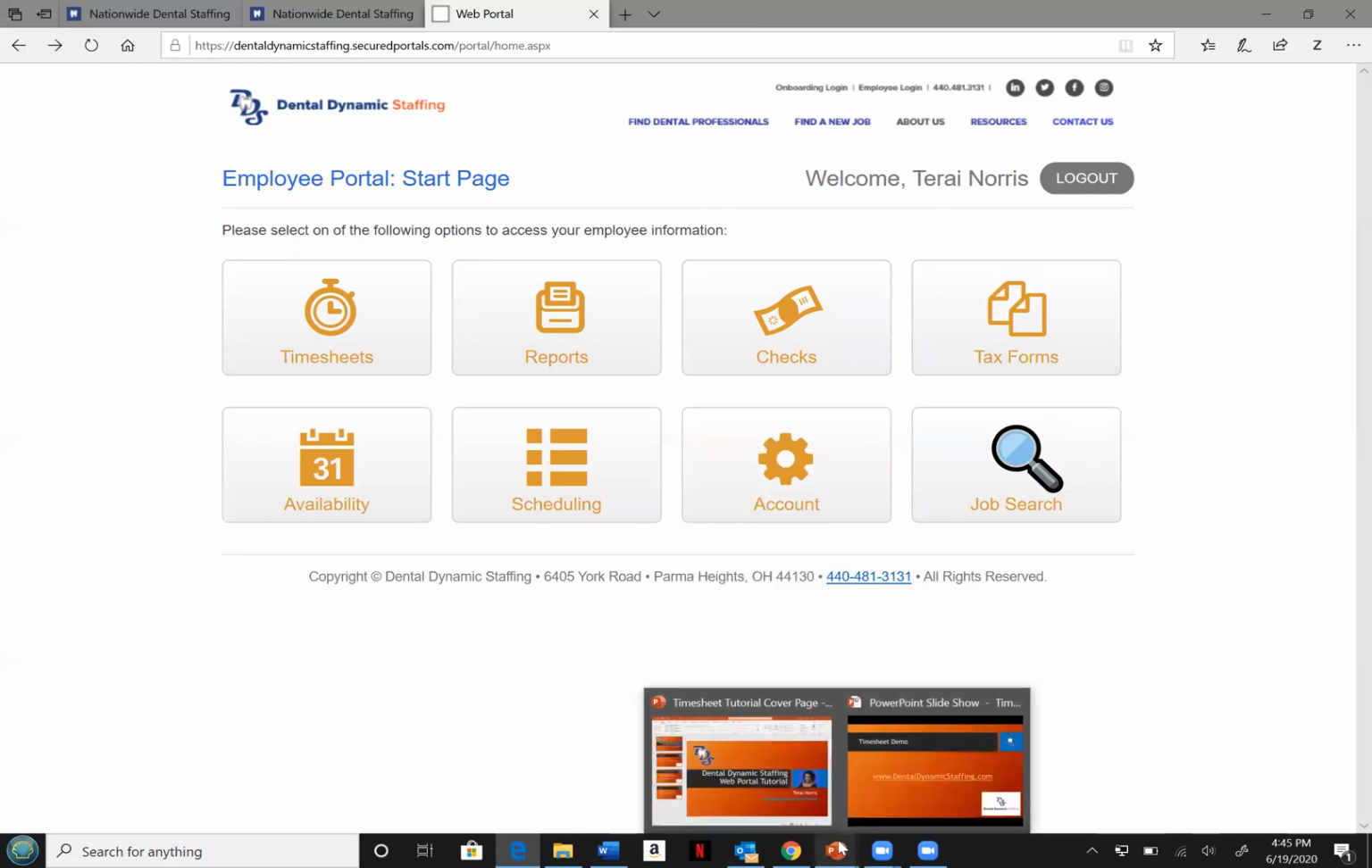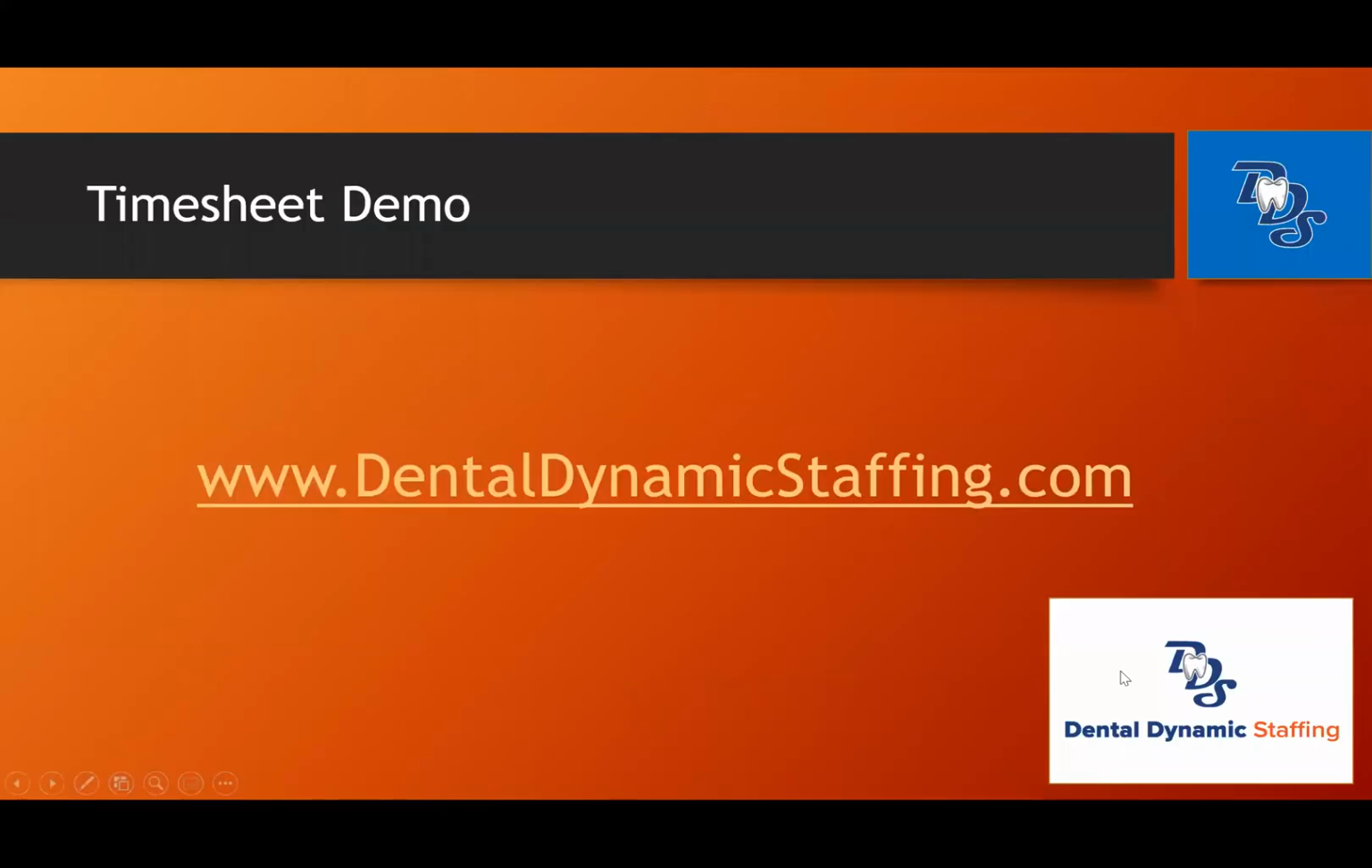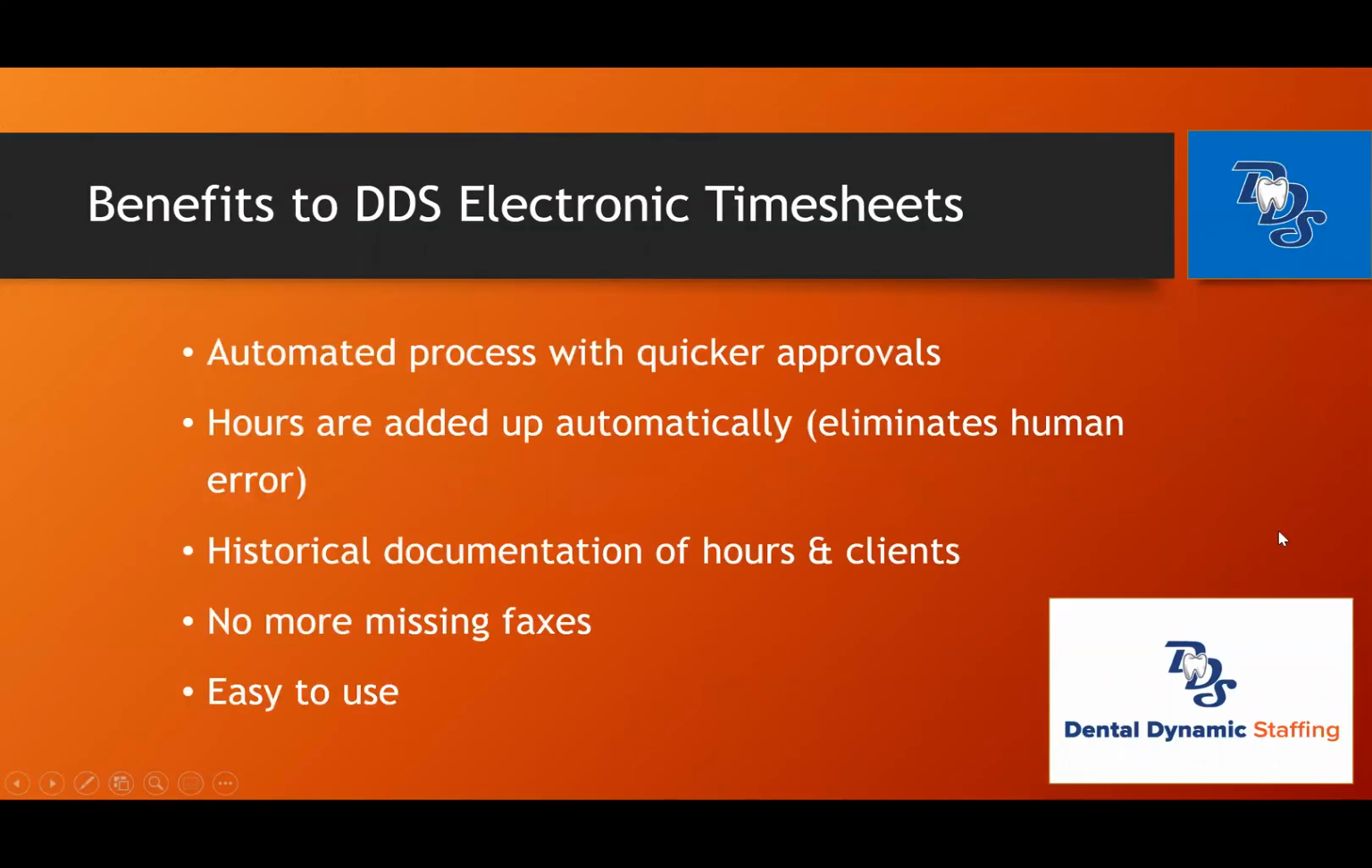As you see, there are a lot of great benefits included with the web portal. Since it's automated, the approvals are a lot quicker. The hours are added up automatically for you, eliminating human error. There's historical documentation of your hours, timesheets, and previous assignments. No more failed faxes. And the website is easy to use.